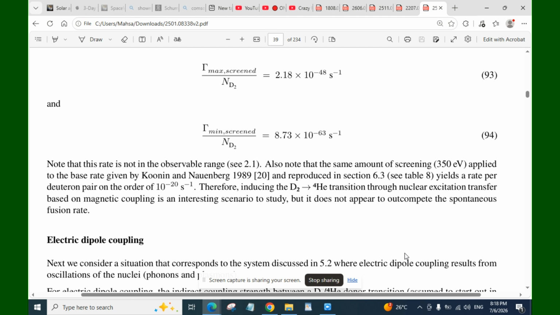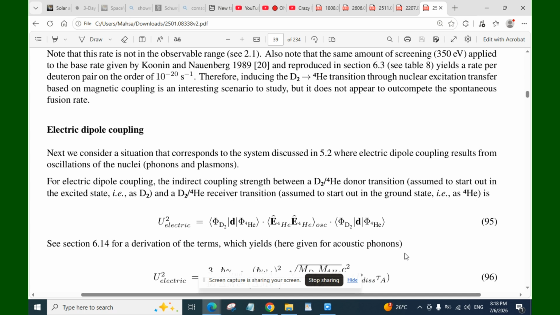See equation 2.1. Also note that the same amount of screening, 350 electron volts, applied to the base rate given by Koonin and Nauenberg 1989 in reference 20 and reproduced in section 6.3, see table 8, yields a rate per deuteron pair on the order of 10 to the power of minus 20 1 per second. Therefore, including the deuteron to helium-4 transition to nuclear excitation transfer based on magnetic coupling is an interesting scenario to study, but it doesn't appear to outcompete the spontaneous fusion rate.